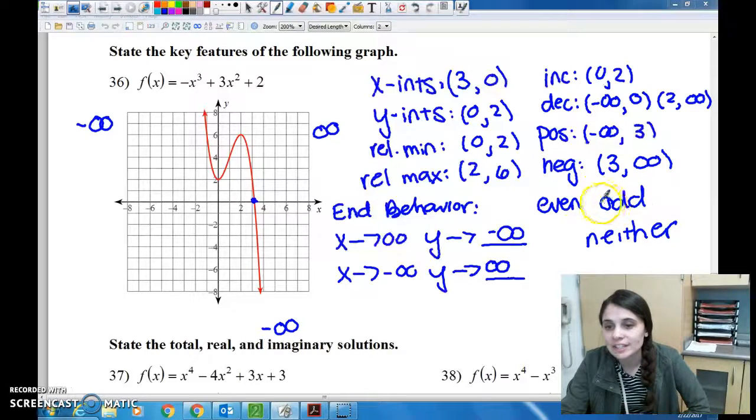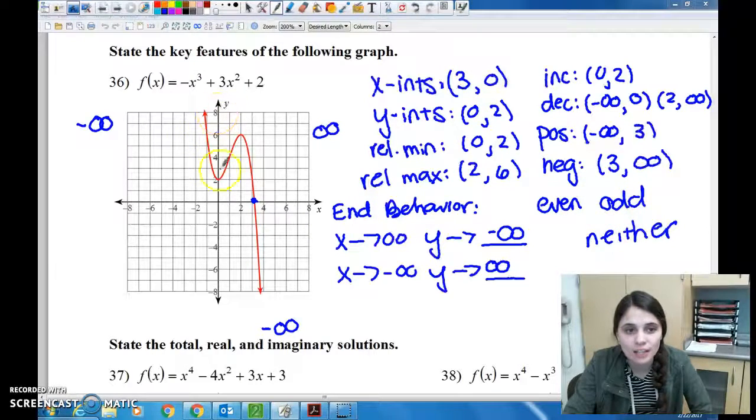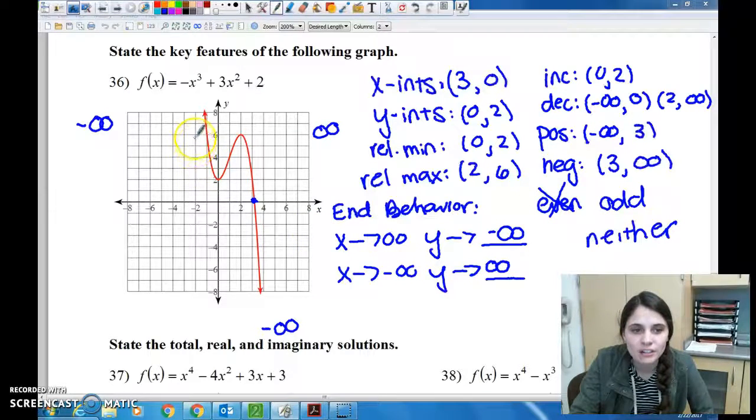So a graph is even if it's symmetric on this axis. So if you could take this side of the graph and flip it over the axis and they are the same, which in this case that's definitely not true, so it's not even. An example of an even graph would be one that maybe looked something like this. I take this half, flip it over, and it's the same on both sides.